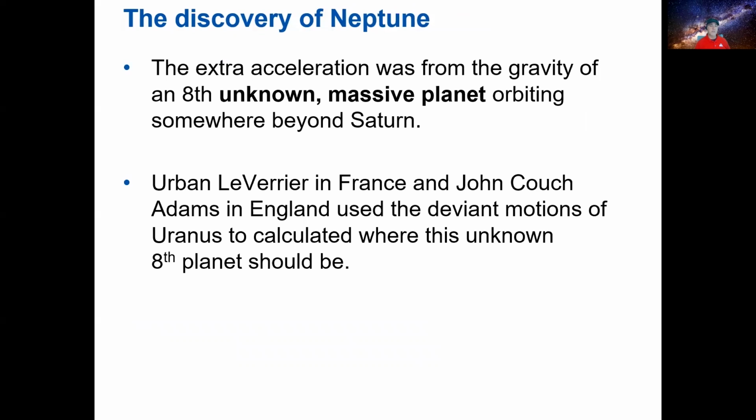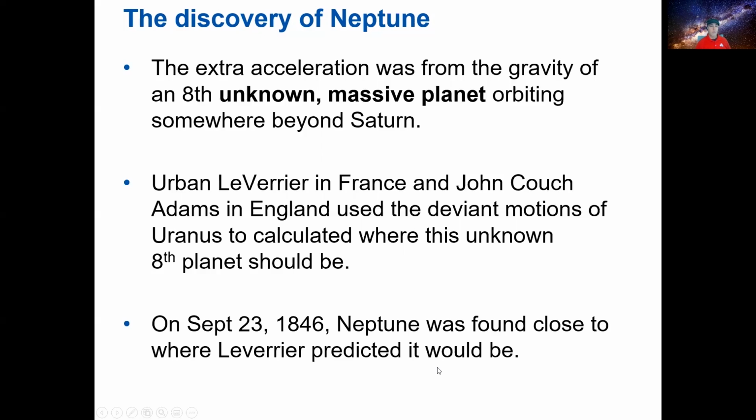Two astronomers, Leverrier in France and Adams in England, used the orbital changes in the motions of Uranus to calculate where this hidden planet should be. With the calculations on hand, Neptune was easily found in September 1846 by astronomers at the Berlin Observatory.